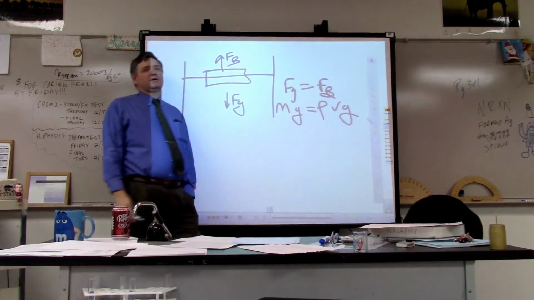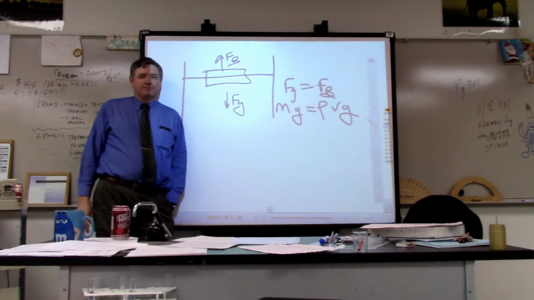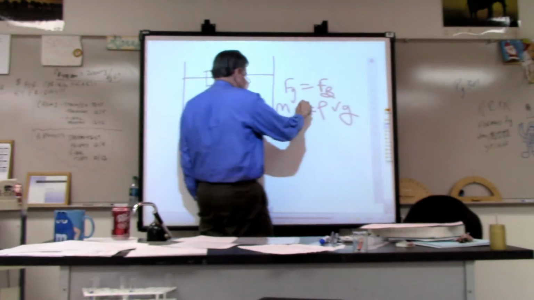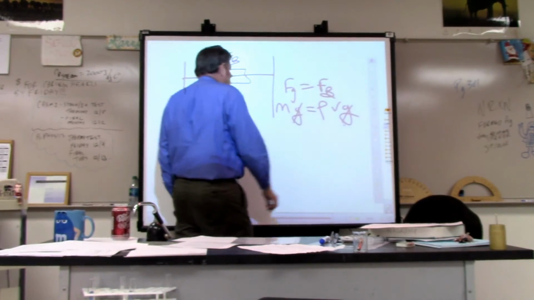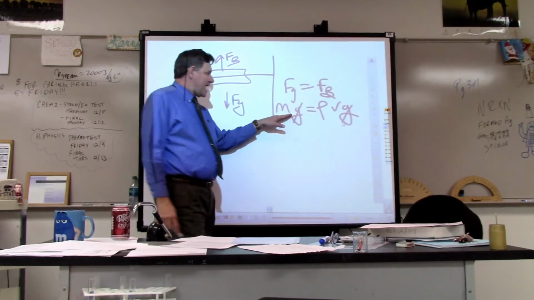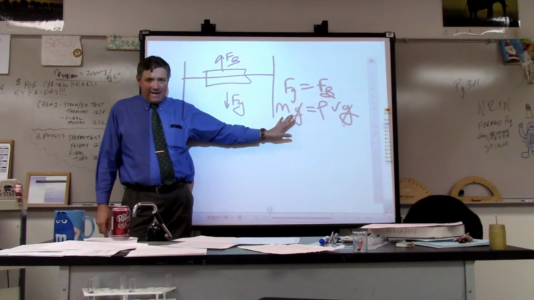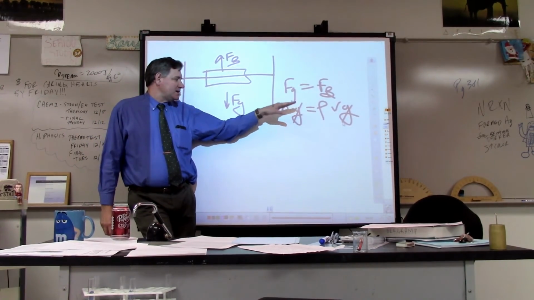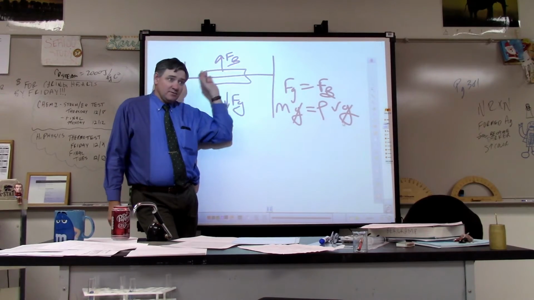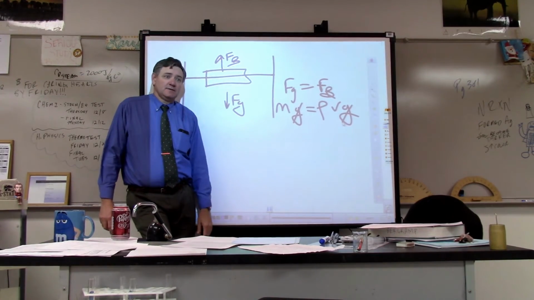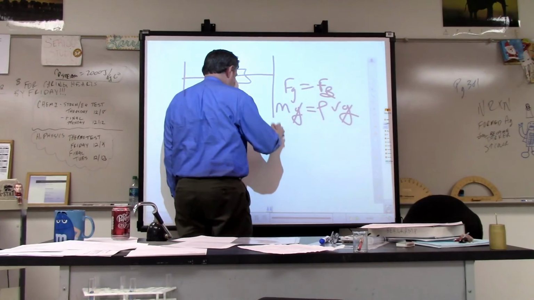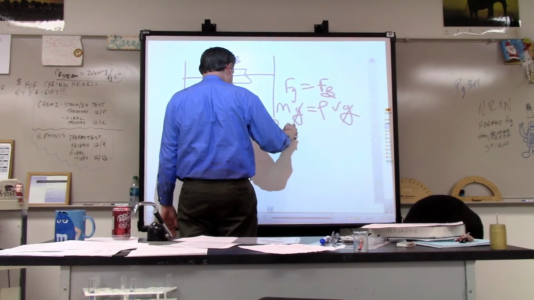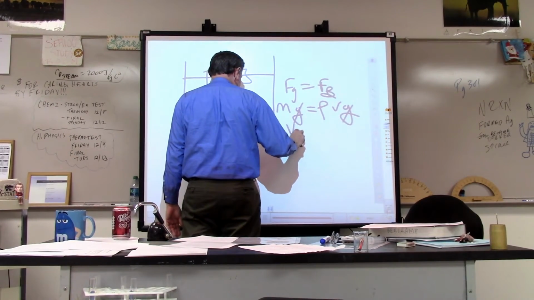So right away, what can you do with your g's? Those are just going to cancel out. But now, this mass, right? You're not given the mass. How can you find the mass of the aluminum block if you know the density and volume? That's going to be the density of the aluminum times the volume.